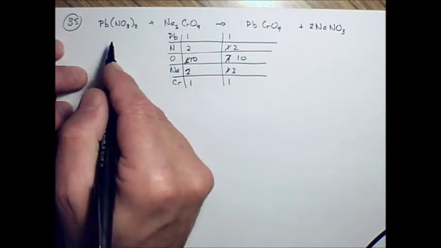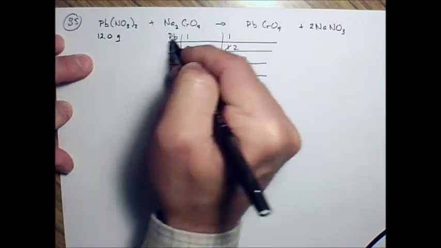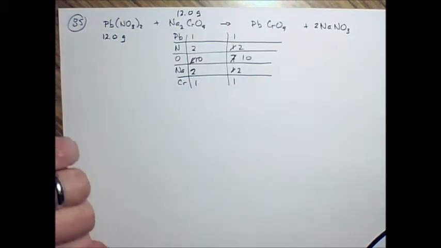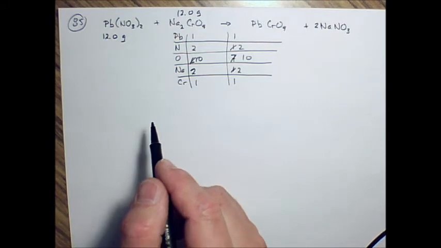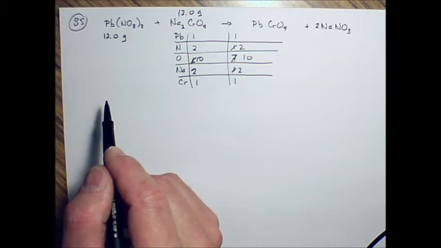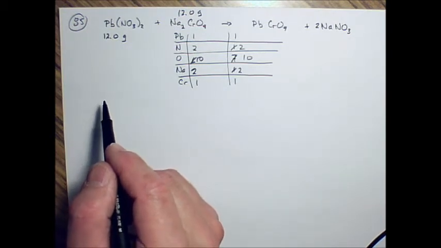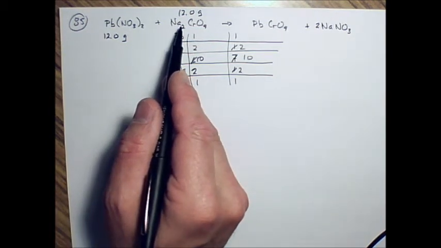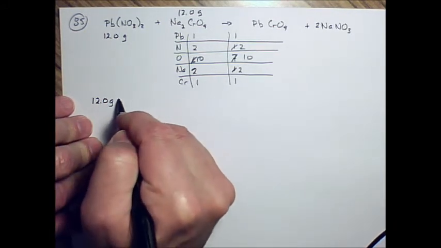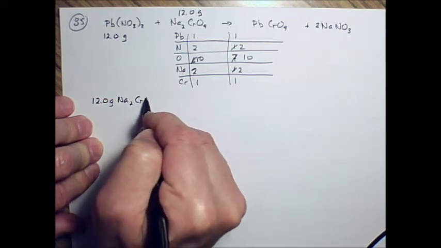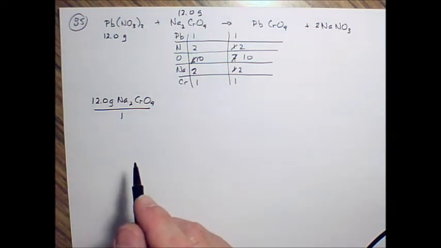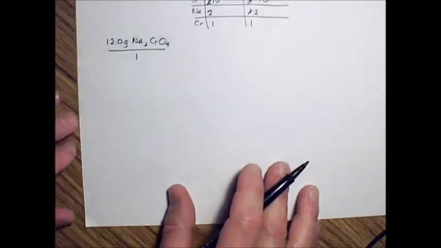Alright. So in the problem here, we're starting with 12 grams of each reactant. That means we got 12 grams of this and 12 grams of this as well. So what we first have to do is figure out what's our limiting reactant. So we have to pick one of these 2 to start with. Does it matter which one? Let's start with 12.0 grams of Na2CrO4. How do I get from grams to moles? Molar mass.